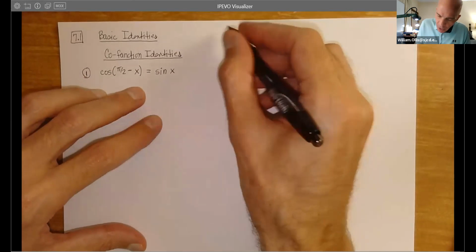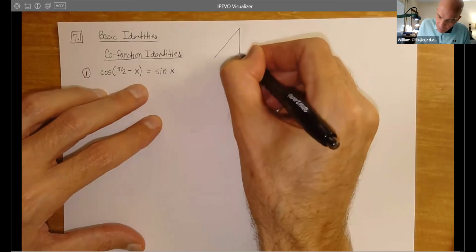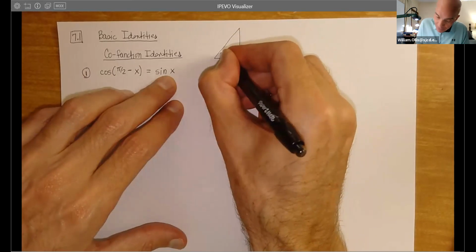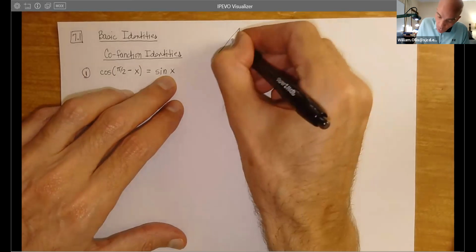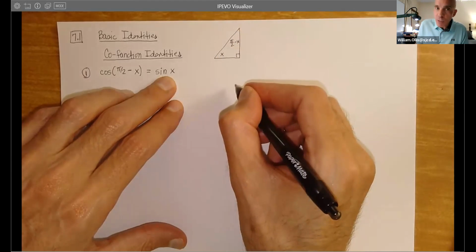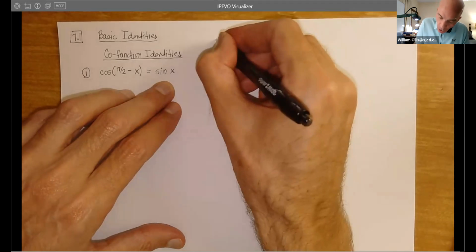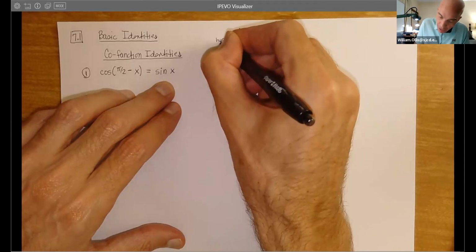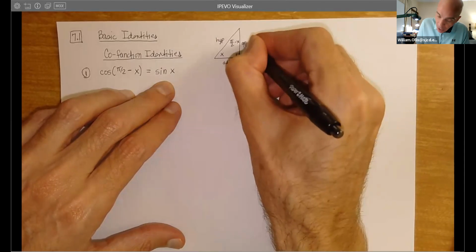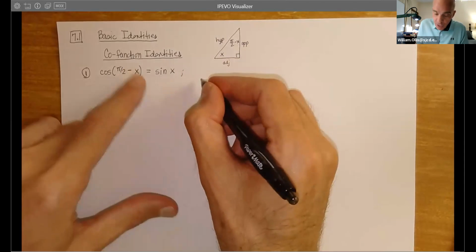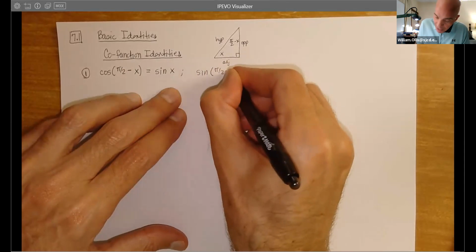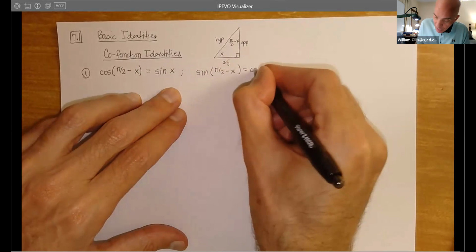So what you can do here is think of a basic right triangle with angle x. And then, of course, the complementary angle is right there: pi over 2 minus x. You can call this the hypotenuse. For x, this would be the adjacent side for that angle, and this would be the opposite. What I'm saying is that this is true, and then you can flip it around: sine of pi over 2 minus x is also cosine of x.